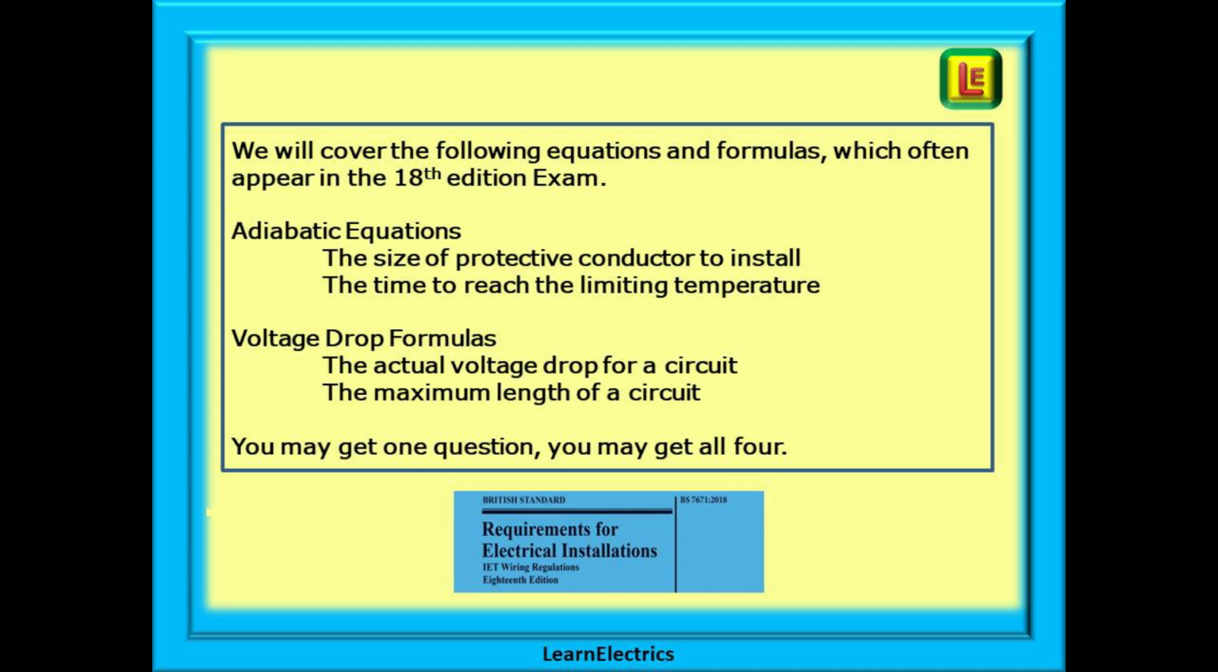The first is the Adiabatic Equations, calculating the size of protective conductors to install and the time to reach the limiting temperature of the cable. Then there are the voltage drop formulas, how to calculate the actual voltage drop for a circuit and how to find the maximum length of a circuit. In the exam, you may get just one question or you may get all 4 versions.